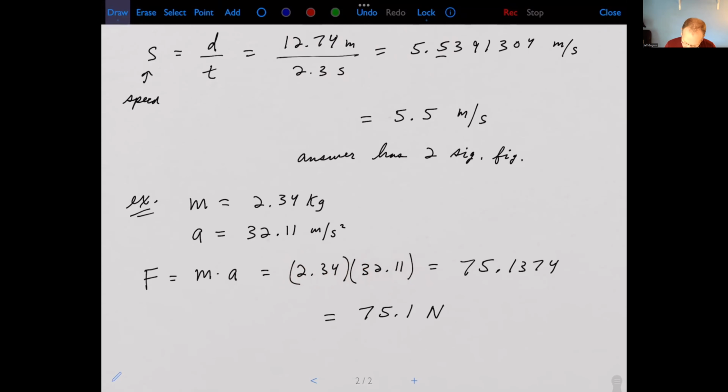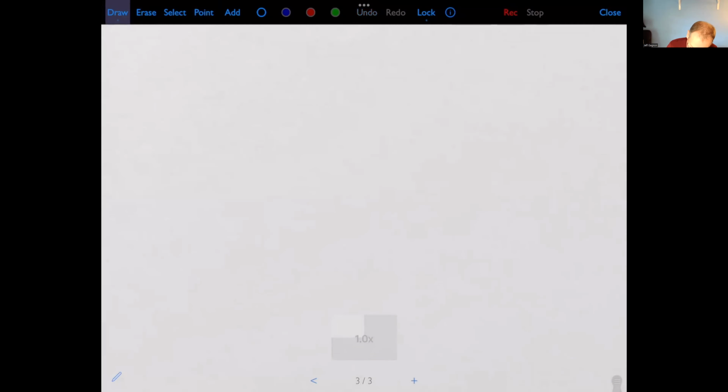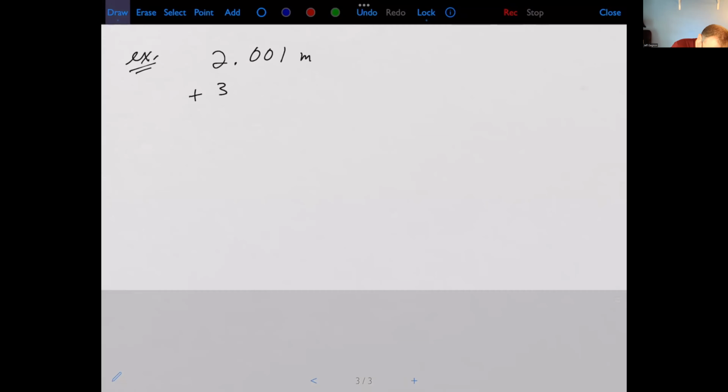Okay, now let me give you a couple examples with addition and subtraction. So let's say I'm adding 2 distances again. Let's say I have 2.001 meters plus 3.13 meters. Okay, so I add these like I normally would, right? So I have a 1, a 3, a 1, and a 5. But again, I can't keep all those digits. Remember, the rule for addition and subtraction is you have to round it to the smallest number of decimal places in either of the numbers.